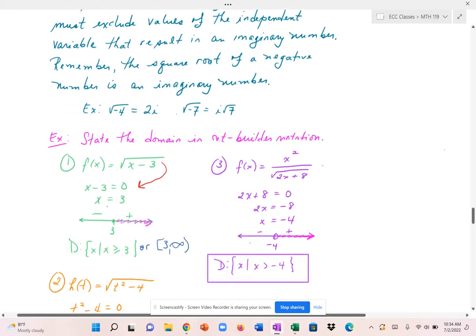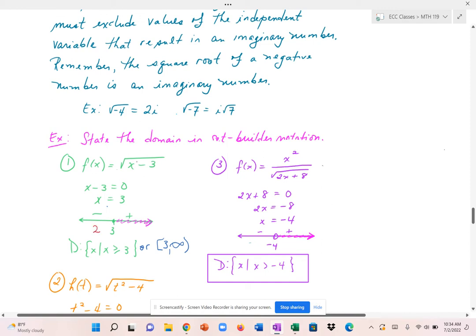So you want to put 3 on a number line. I colored in where the 3 is because 3 is in the domain. When it's equal to 0, like 3 minus 3, square root of 0 is just 0. So you do get a real number result when x is 3, so that is part of the domain. And then you have to check a test point to the left and to the right of 3 and figure out if the inside part will be positive or negative.